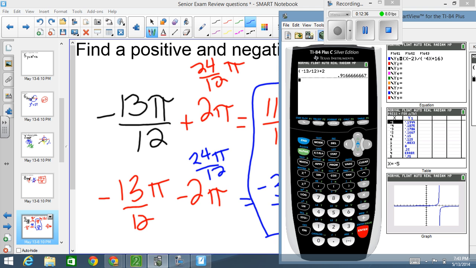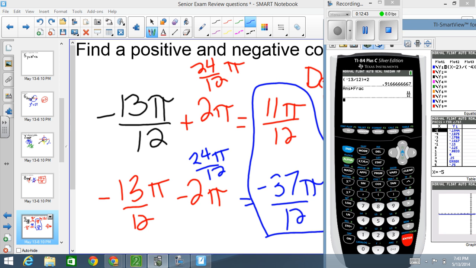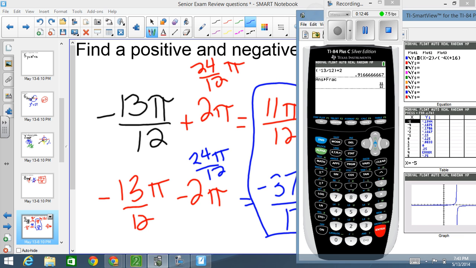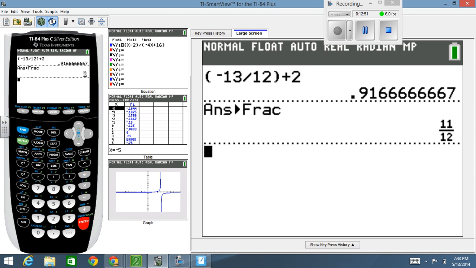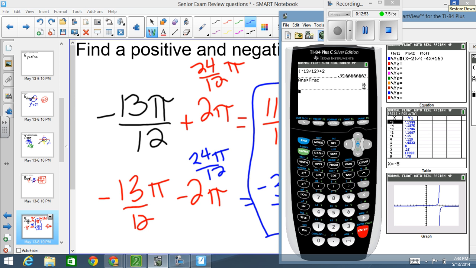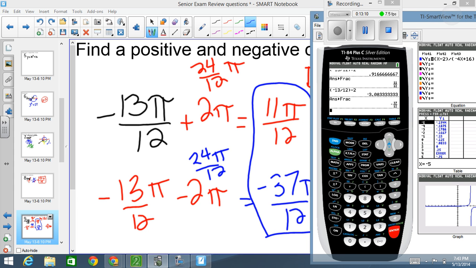Or my decimal, if I want to change that to a fraction, I press math, enter, enter, and there's my 11/12, which you saw here, 11 pi over 12. Just make sure that you leave the pi out. The same went for when I did negative 13 divided by 12 minus 2, enter. And then I do math, enter, enter to change back to a fraction. There's your negative 37 over 12.